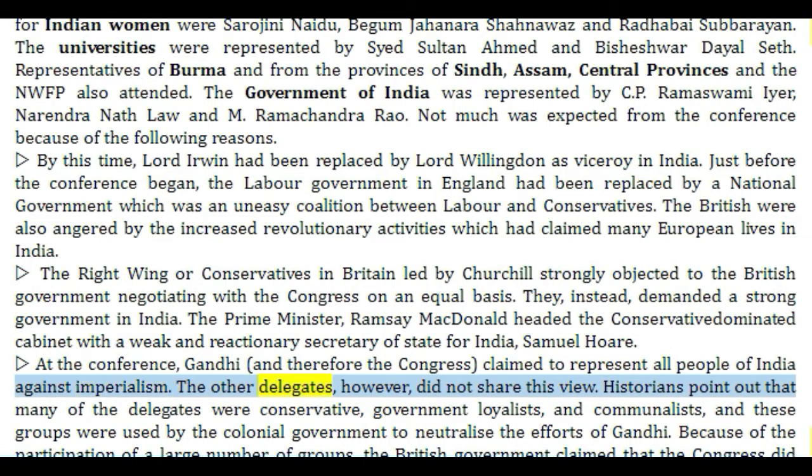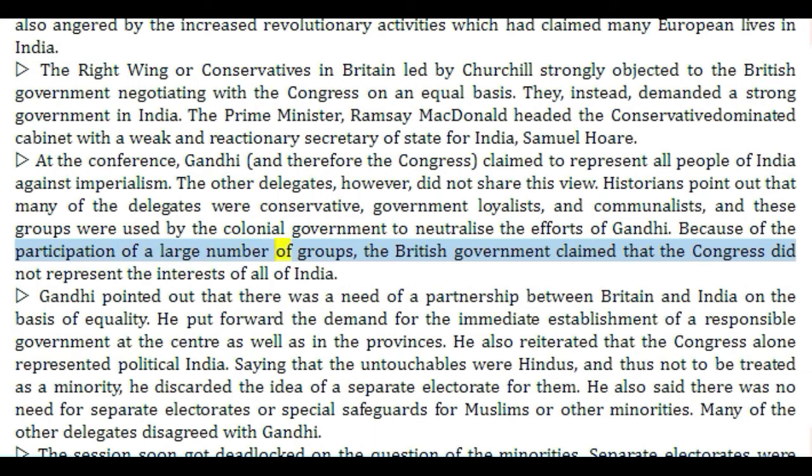The other delegates, however, did not share this view. Historians point out that many of the delegates were conservative, government loyalists, and communalists, and these groups were used by the colonial government to neutralize the efforts of Gandhi. Because of the participation of a large number of groups, the British government claimed that the Congress did not represent the interests of all of India.